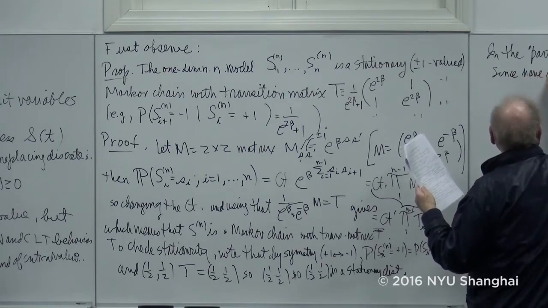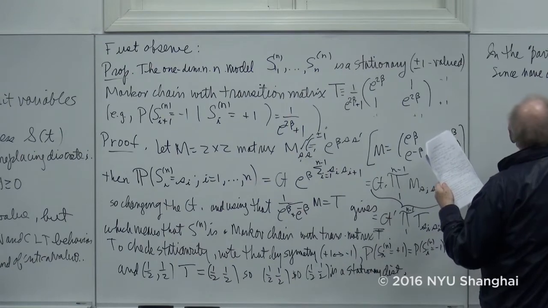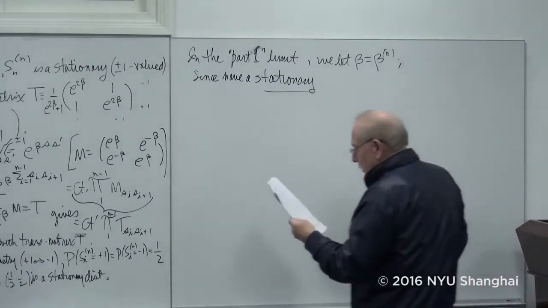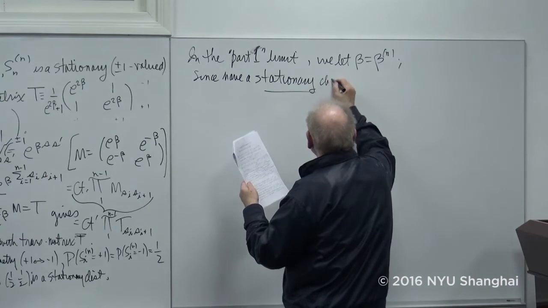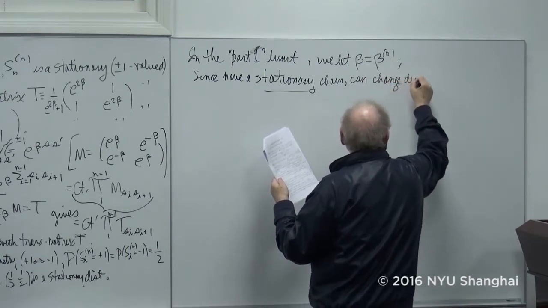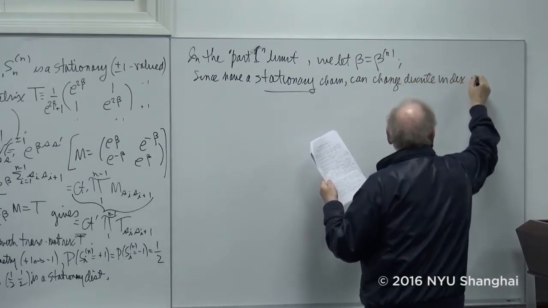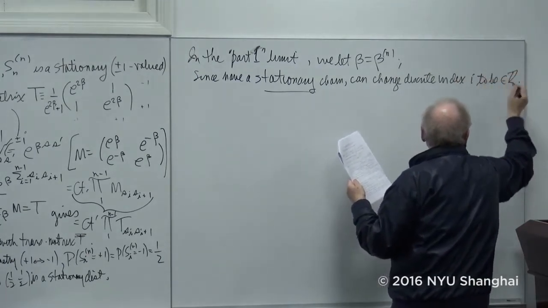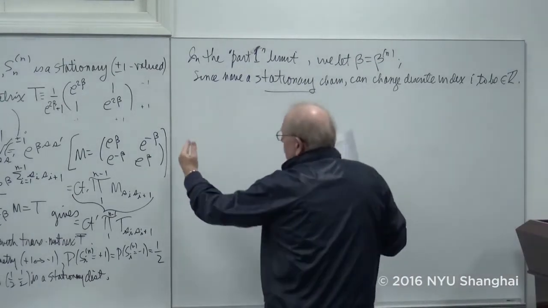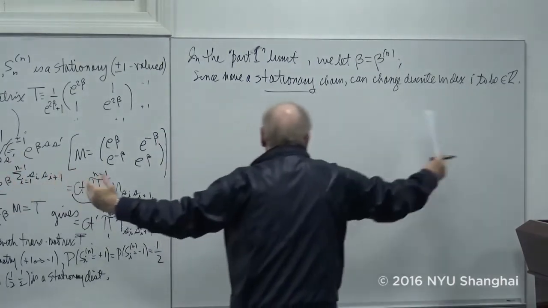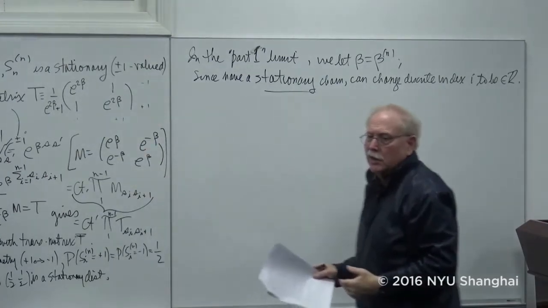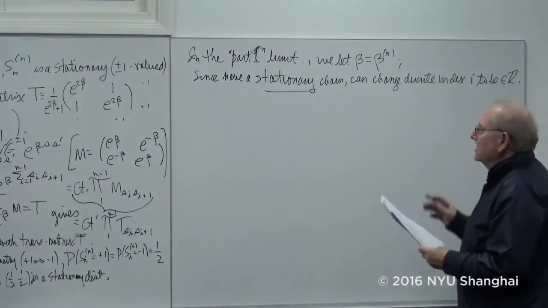We have a stationary Markov chain, and you can start at any time in the past, and it's still stationary. So we change the discrete index to be in all of the positive or negative integers. You could start at time minus 24 and run it up to time plus 53, but if you look at any finite region, it looks exactly the same as this one. So there's no problem in taking the limit. You still get a perfectly nice process.